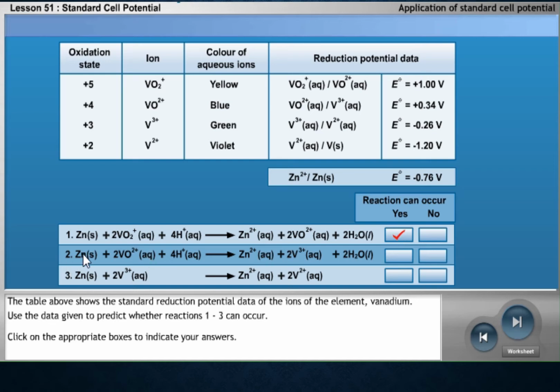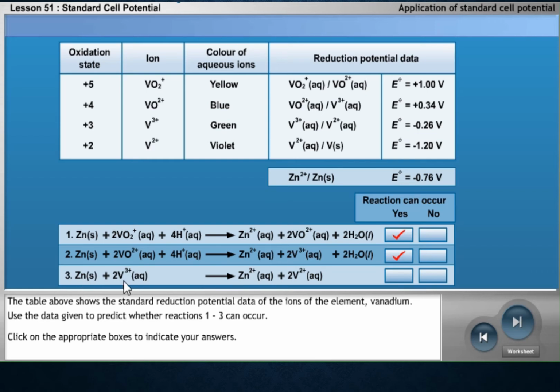For the second equation, zinc to Zn2 plus is oxidation, the anode, and VO2 plus to V3 plus is a reduction, the cathode. Cathode positive 0.34 minus negative 0.76, positive 1.1 volt. The reaction occurs. How about the last one?